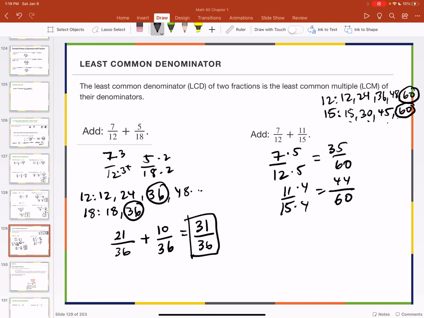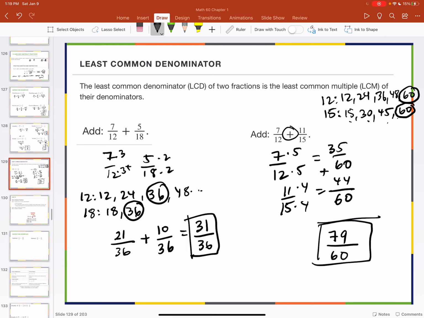And what was the operation? We were supposed to add them. So let's go ahead and add them vertically because it's easier. And that's going to be 79 over 60, and we're done. Okay.